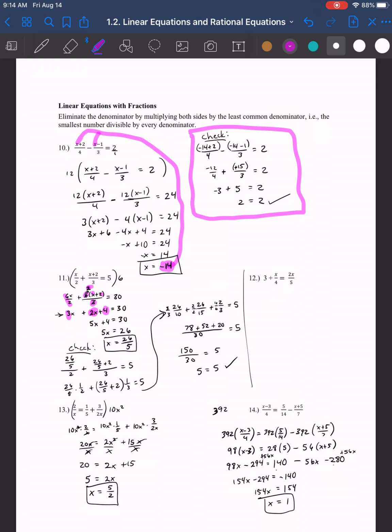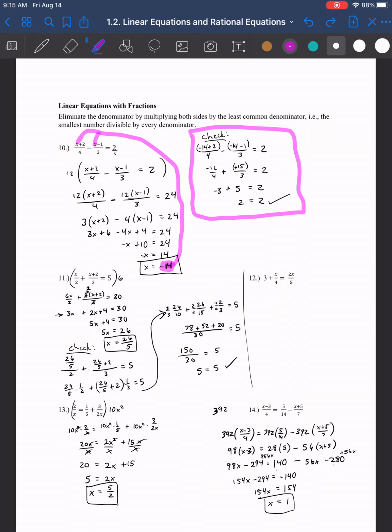And so at that point, I have no fractions left anymore, and it's just a matter of going through and doing the same thing we did before. Combine the 3x and the 2x to a 5x, bring down the 4, so we have 5x plus 4 equals 30. Subtract 4 from both sides to get rid of that 4, and 30 minus 4 is 26, and we have just the 5x left. Then divide both sides by 5, and you get x equals 26 over 5.